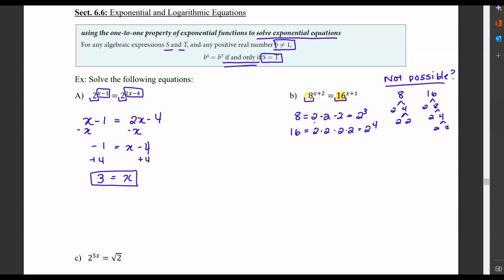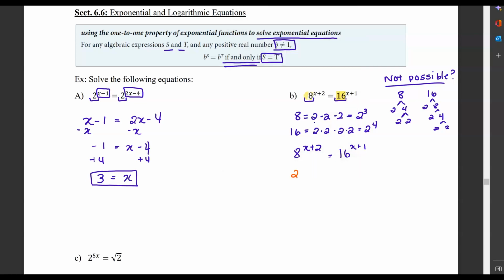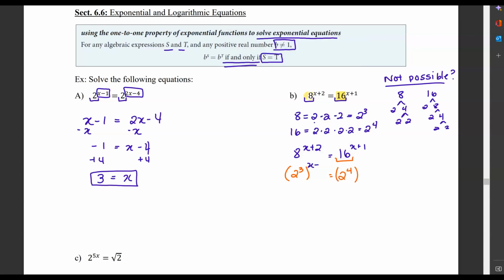So that means I can rewrite this base 8 and 16 with a base of 2. So it would be 8 to the x plus 2 is equal to 16 to the x plus 1. So what I'm going to do is rewrite it. Instead of writing 8, I'm going to write 2 to the third power. And instead of writing 16, I'm going to write 2 to the 4th power. But let's keep those original exponents: I have x plus 2 here, and I have x plus 1 here.